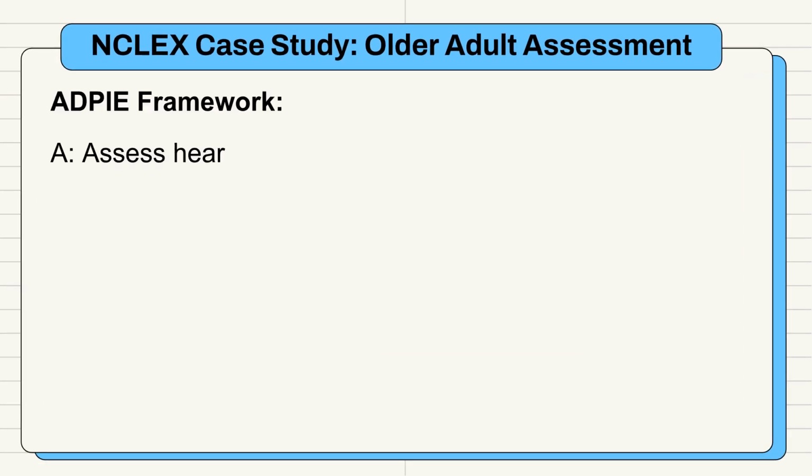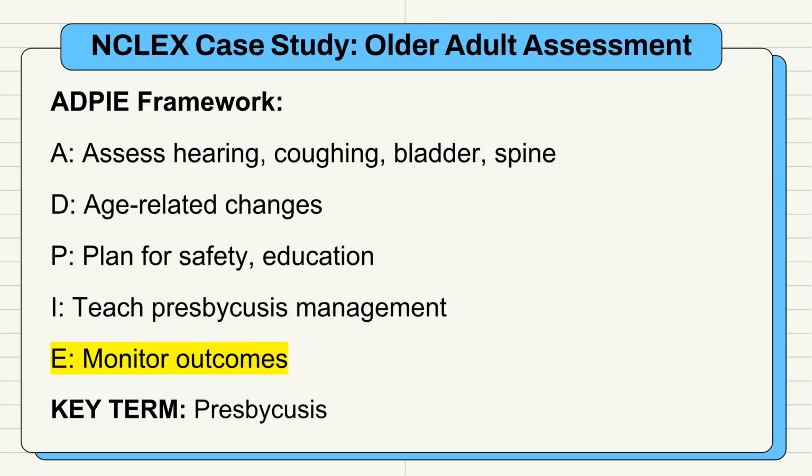Evaluation, E. Finally, we evaluate. Is Mrs. Jones communicating better? Are infections prevented? Is she managing bladder needs and staying mobile? We adjust our plan based on her progress.